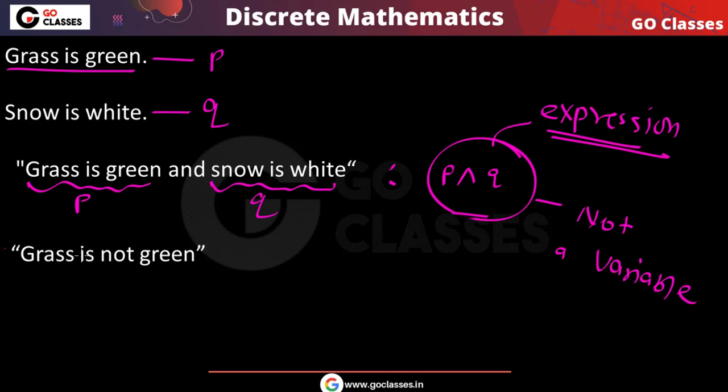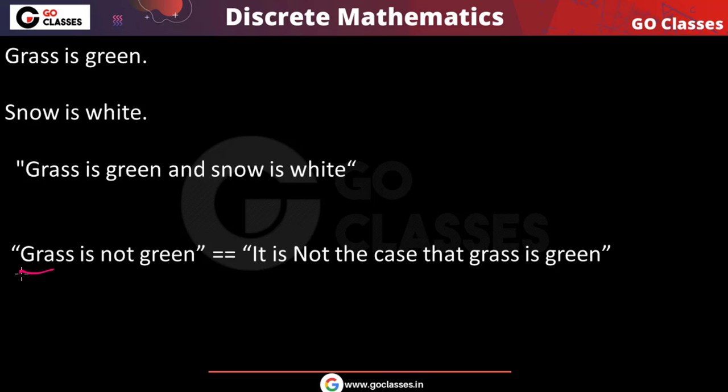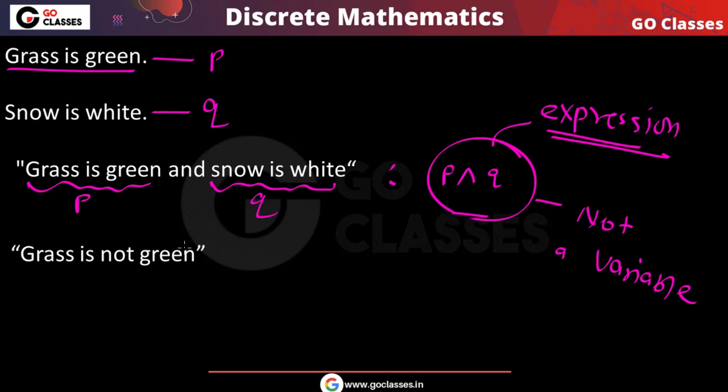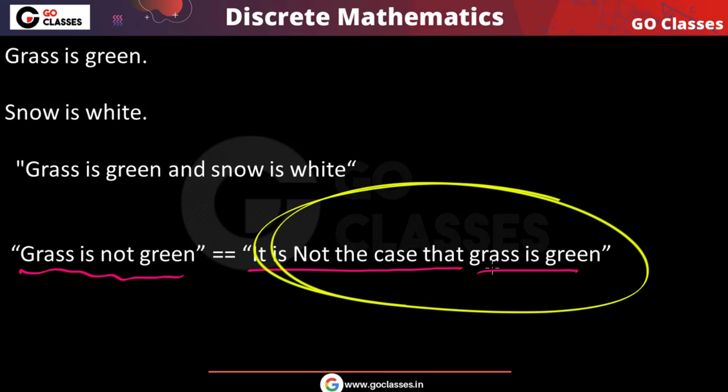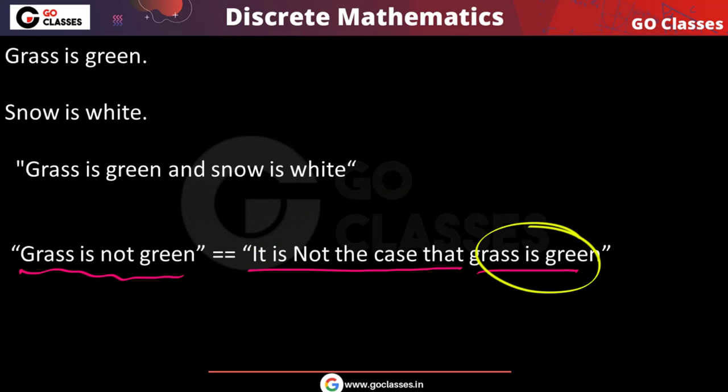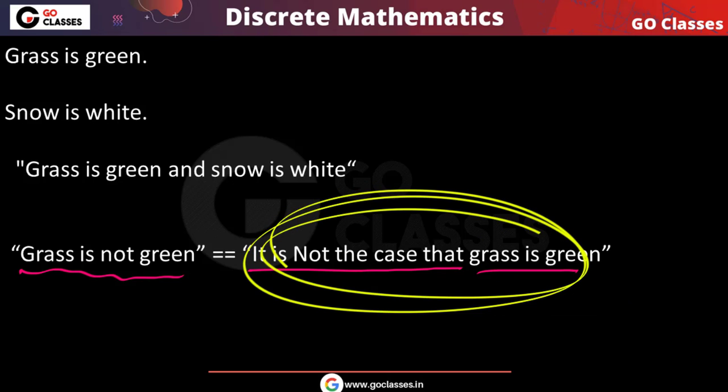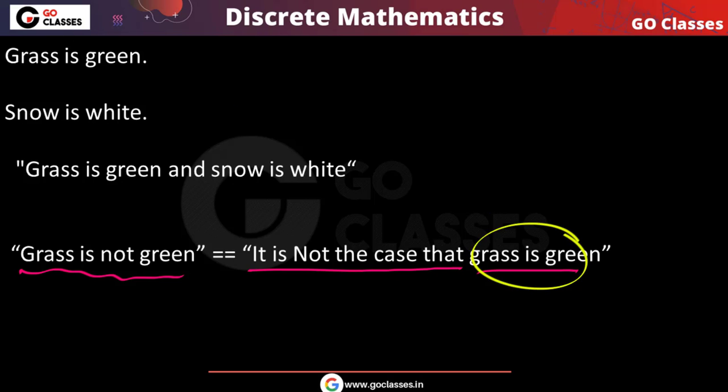Similarly, what about "grass is not green"? Very simple. You can also write it like this: it is not the case that grass is green. Again you can notice that this is a compound proposition, because this part is a proposition. So this is not an atomic proposition, because this part is a proposition.